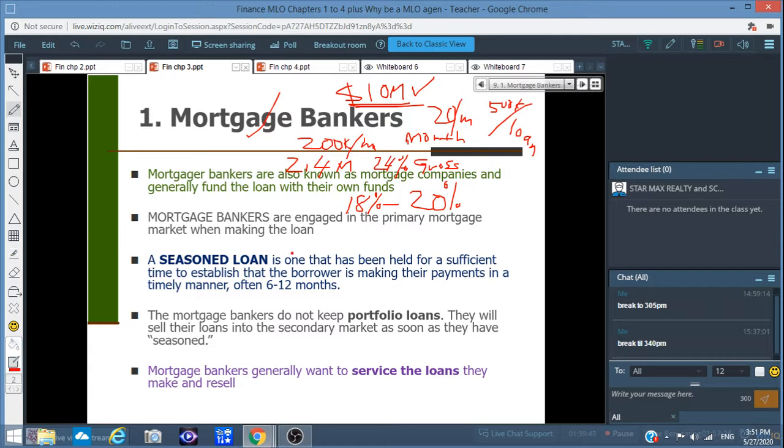Alright, a seasoned loan is one that has been held for sufficient time, typically 6 to 12 months, and then you sell it. Mortgage bankers do not keep portfolio loans, meaning they don't keep all the loans. They don't have money. They run out of money. They will sell the loan to the secondary market as soon as it has seasoned and then repeat. Mortgage bankers generally want to service the loan they make and resell.